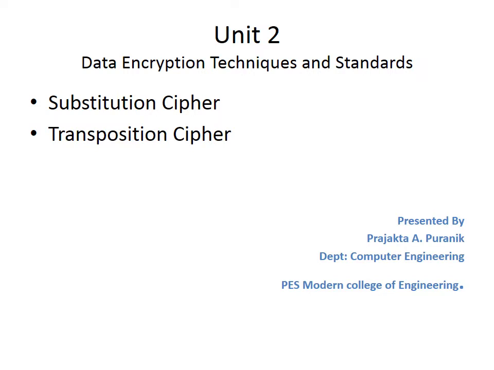So today we'll understand different data encryption techniques. Before that, let me revise the previous concepts. We have learned what is encryption, what is decryption, symmetric key cryptography, and asymmetric key cryptography. Encryption is nothing but converting plain text to ciphertext. Decryption is nothing but converting ciphertext to plain text.